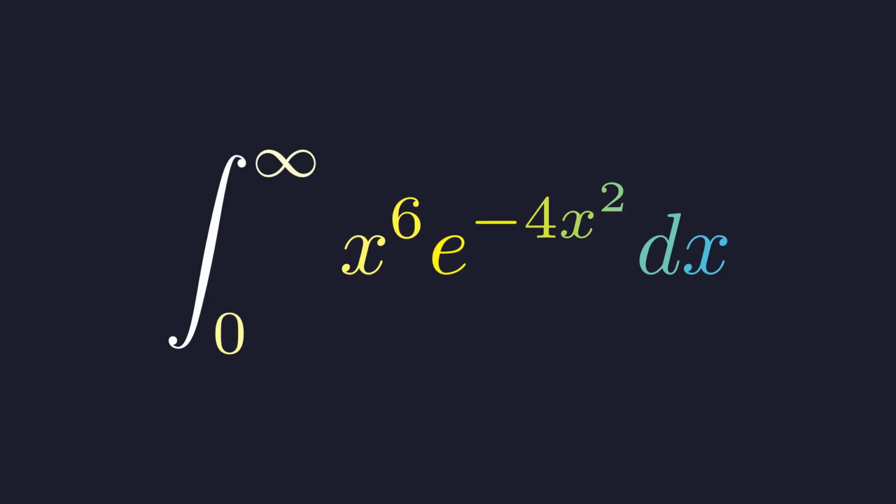We are tasked with evaluating this improper integral. The combination of a sixth-power polynomial and a Gaussian-like exponential suggests a specific strategy. Let's see how this unfolds.